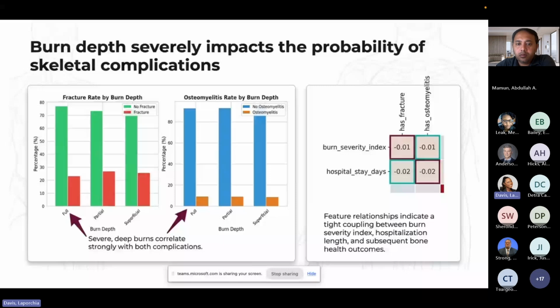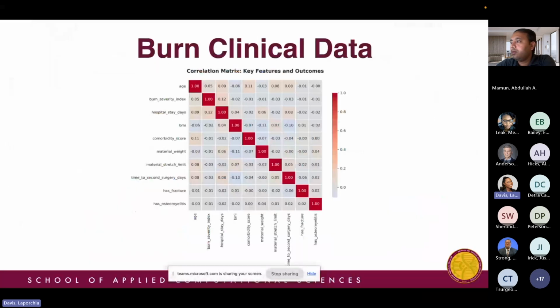On the next slide, I looked at a correlation heat map. Here we see the relationships between the clinical variables. Burn severity and bone damage metrics showed meaningful correlations with fracture and osteomyelitis outcomes, supporting their predictor value.